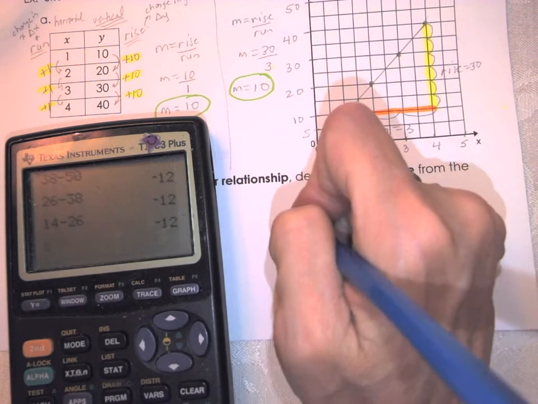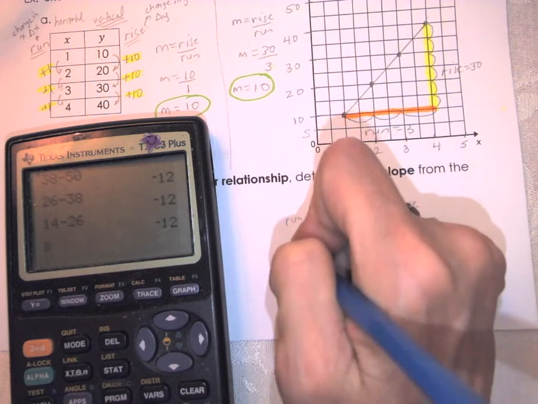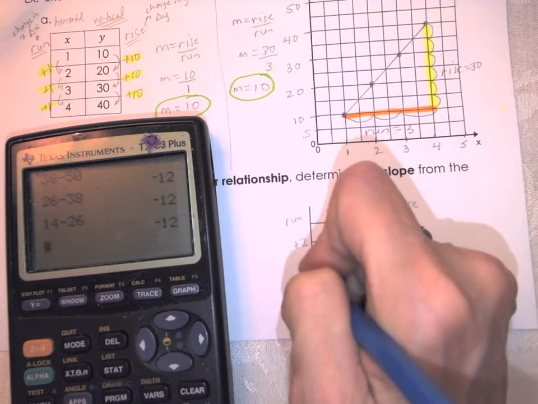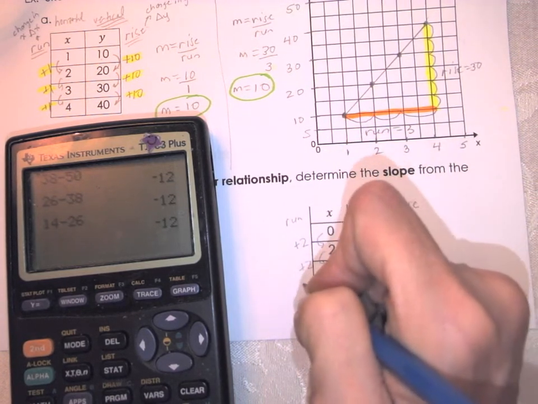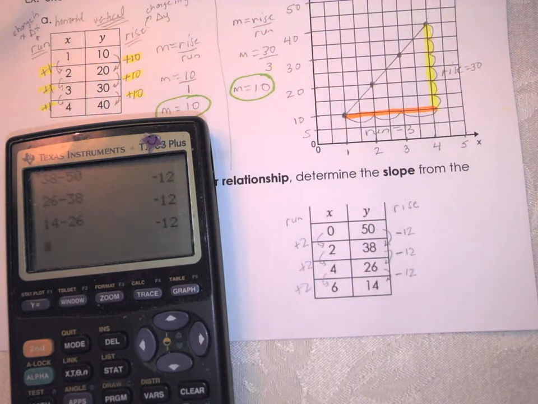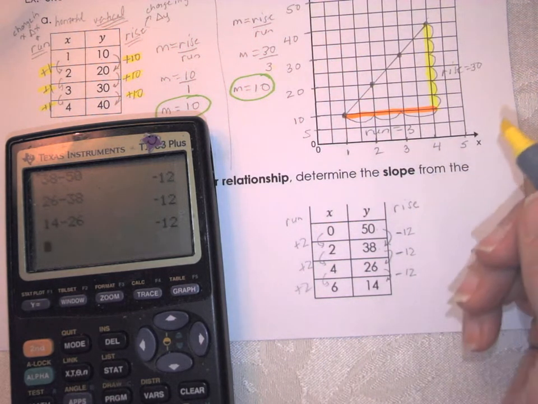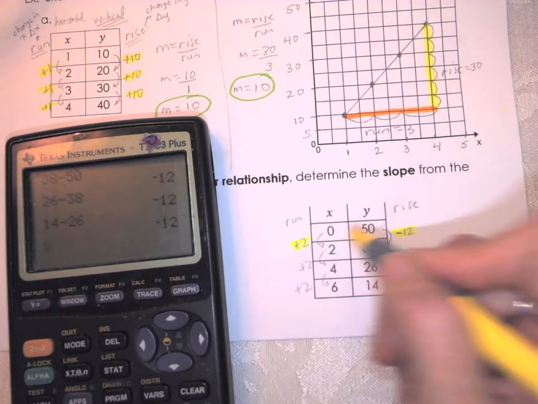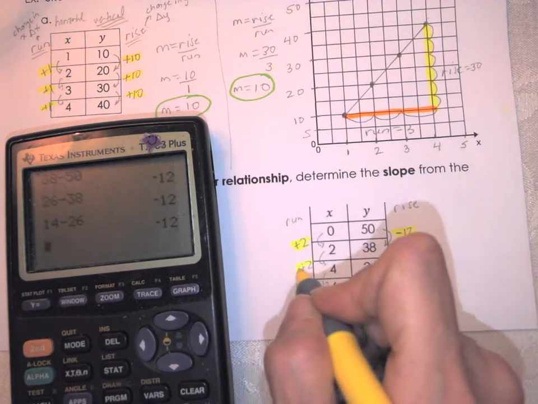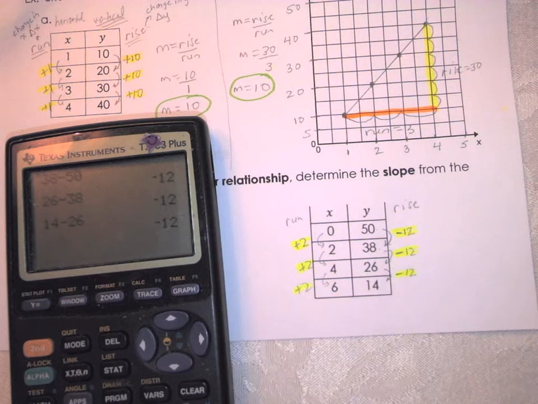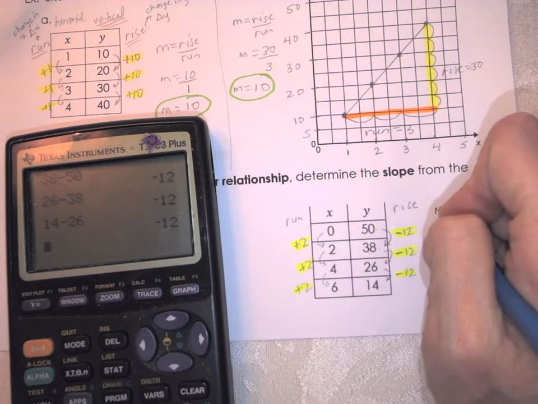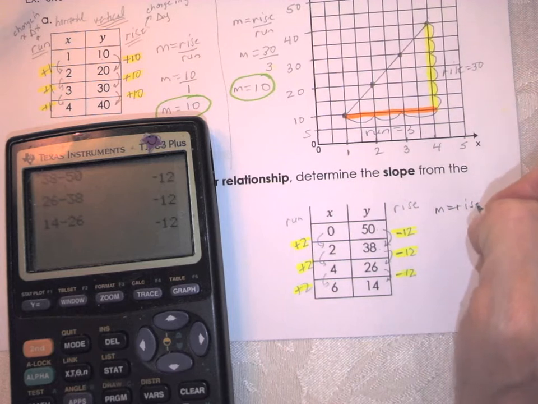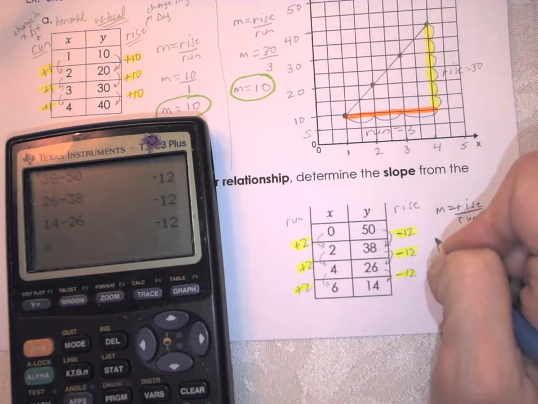And for our run, 0 to 2 is up 2, 2 to 4 is up 2, and 4 to 6 is up 2. So we can see that consistent. Every time we rise negative 12, we run 2. And then we can find our slope using the formula. Slope is rise over run.